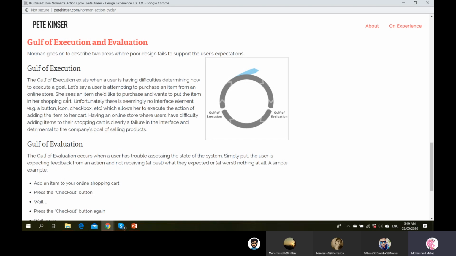See how important it is. Here the gulf of execution is very big, because you have a shopping store and you want people to come and shop, but you don't have a proper, easy, intuitive interface for the user to add the items to a cart, then there is no point in running that website, right?